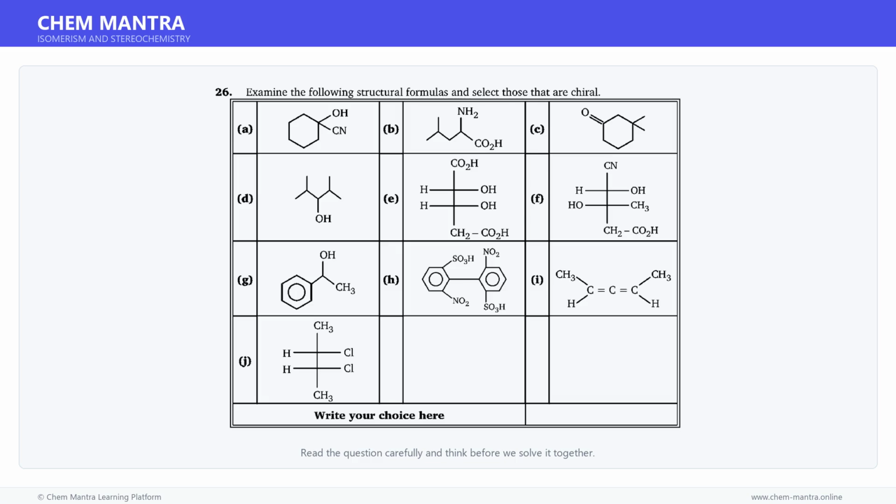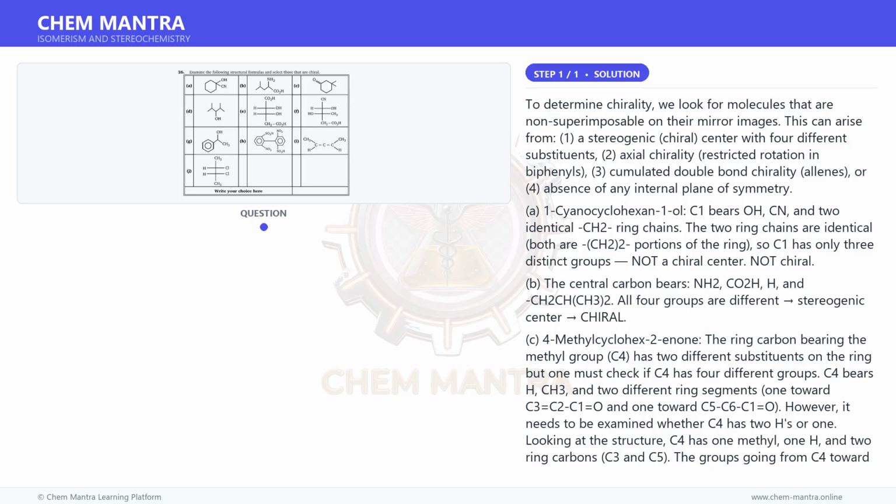Here is a question. Read it carefully and think about the answer. Let us solve it step by step. Let us begin solving this step by step. To determine chirality, we look for molecules that are non-superimposable on their mirror images.